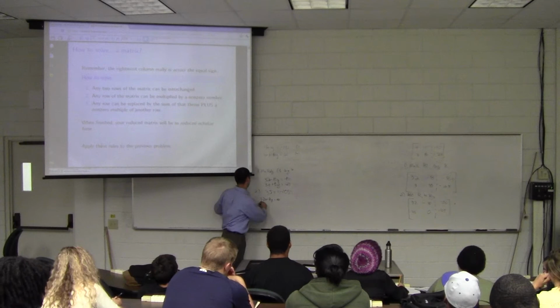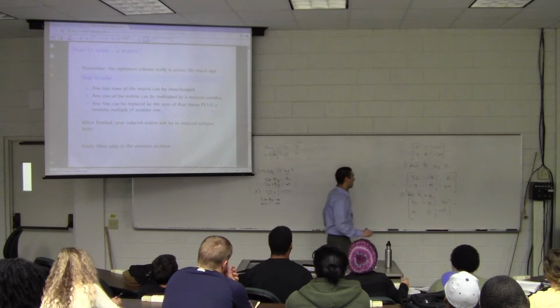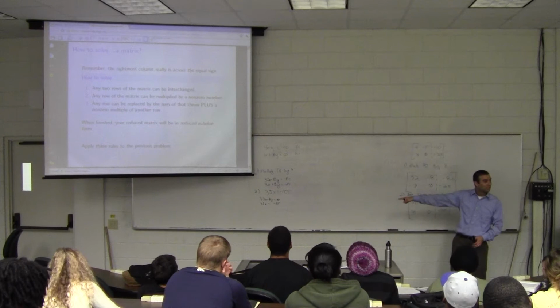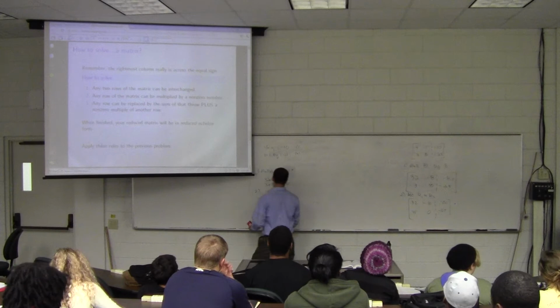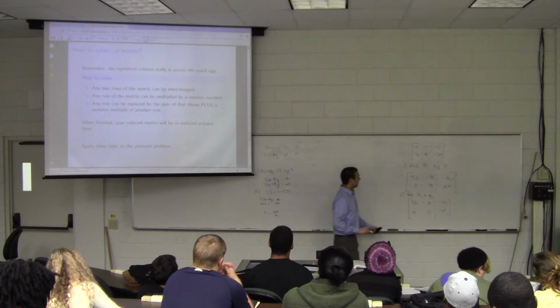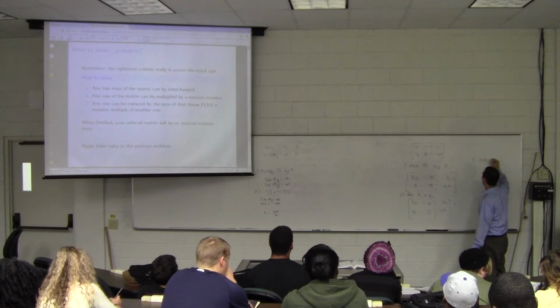All right. Well, if I wanted to solve for x, what would I do over there on my second equation? Divide by 35. So I'm going to divide both sides by 35. The equivalent step is divide row 2 by 35.